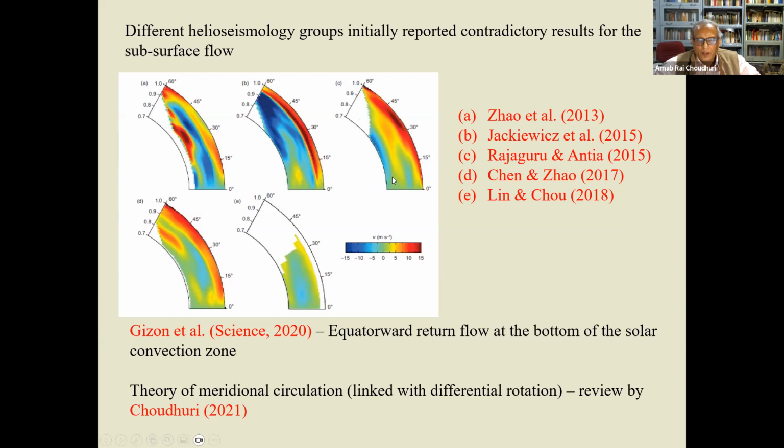And now this result is more or less established by a more exhaustive study by Giza et al., which led to a comprehensive paper in Science. They confirm the results of Rajguru and Antia that the return flow of this meridional circulation takes place at the bottom of the solar convection zone. And that makes us dynamo theorists rather happy, because that sort of meridional circulation gives the best theoretical results for the dynamo. In fact, we theorists have been proposing for a long time that the nature of meridional circulation should be like that. And now it is confirmed by helioseismology.